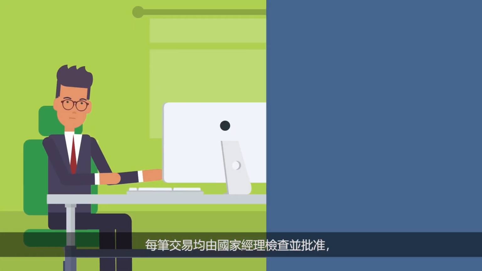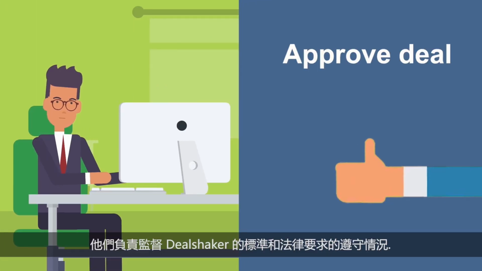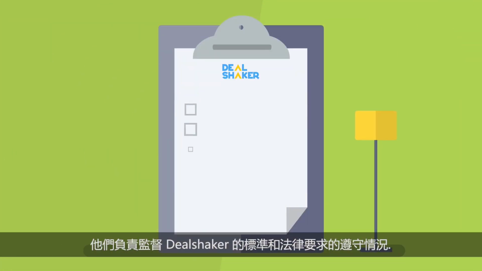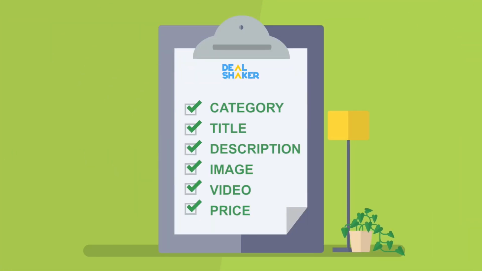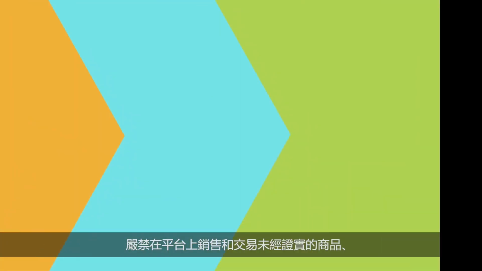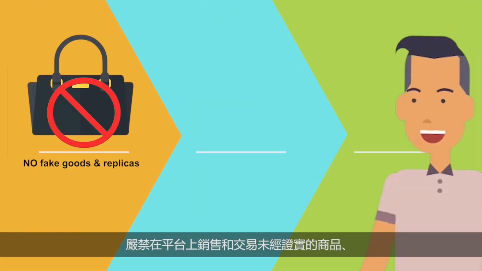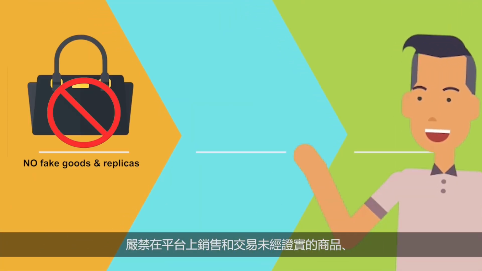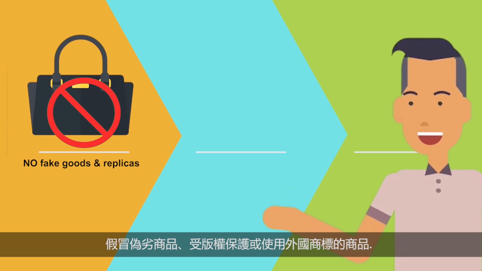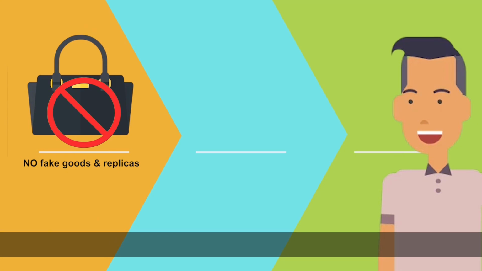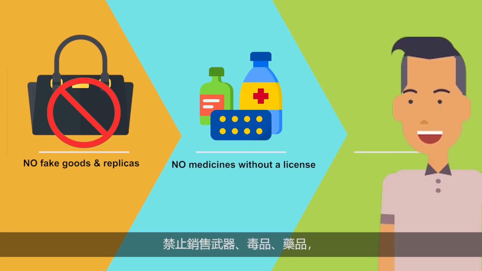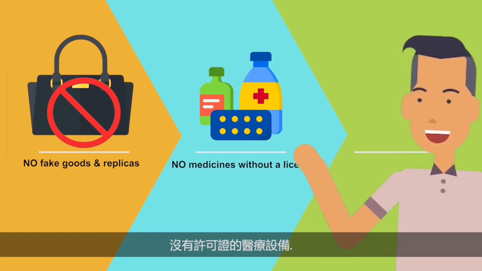Each deal is checked and approved by a country manager who monitors compliance with the standards and legal requirements of Dealshaker. It is absolutely forbidden to offer and trade on the platform goods without proven authenticity, fake goods and replicas, goods that are subject to copyright, or that use a foreign trademark. The sale of weapons, drugs and medicines, and medical devices without the necessary license is prohibited too.